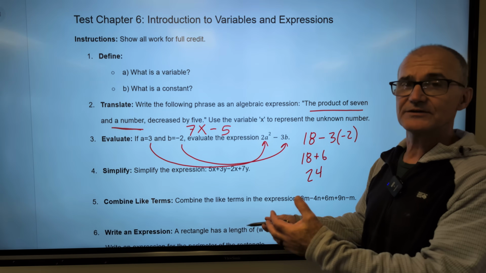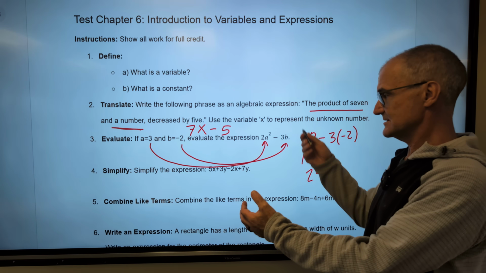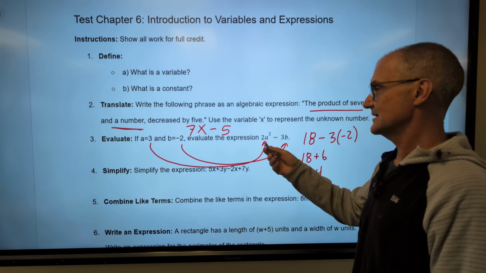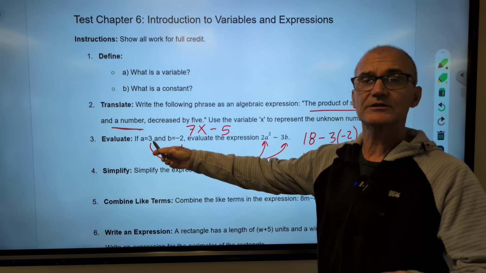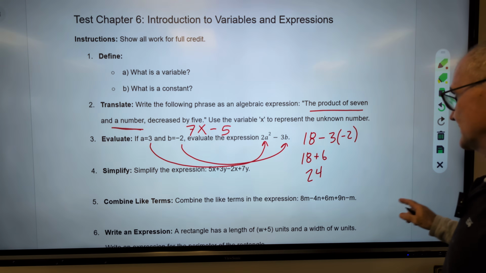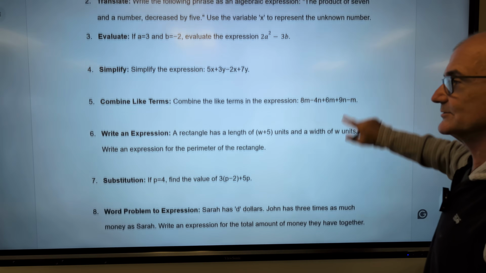I haven't solved for anything. There is no equation here. This is only an expression. I have variables and constants, but I am giving you values for those variables and plugging them in. Let's move ahead a little bit more.